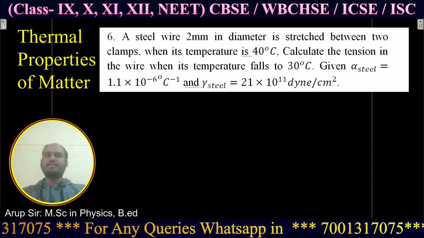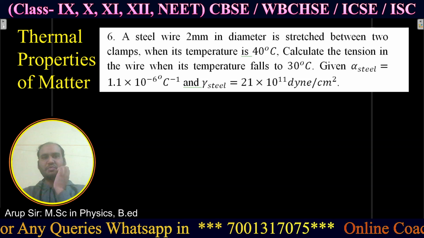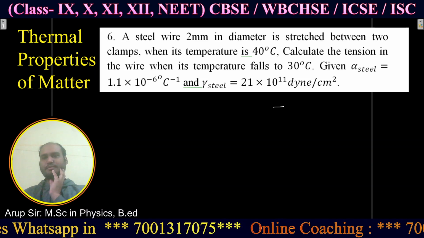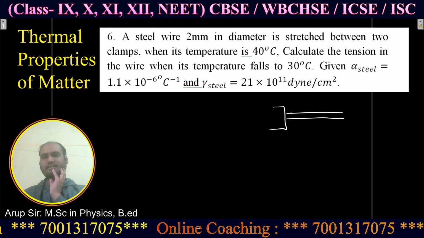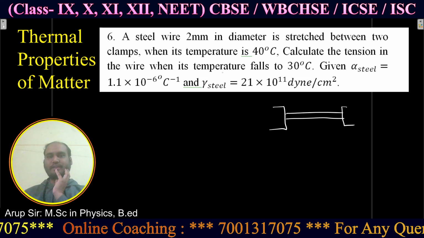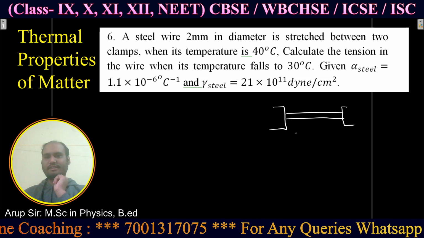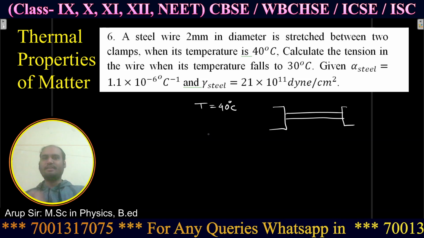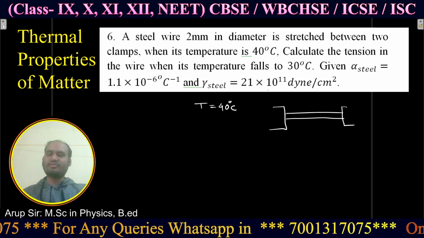Okay, so here the question is: a steel wire 2 millimeter in diameter is stretched between two clamps. So basically, what is the type of question? A steel wire or rod is there in between two clamps like this. At 40 degrees centigrade there is no tension. Calculate the tension in the wire when its temperature falls to 30 degrees centigrade.